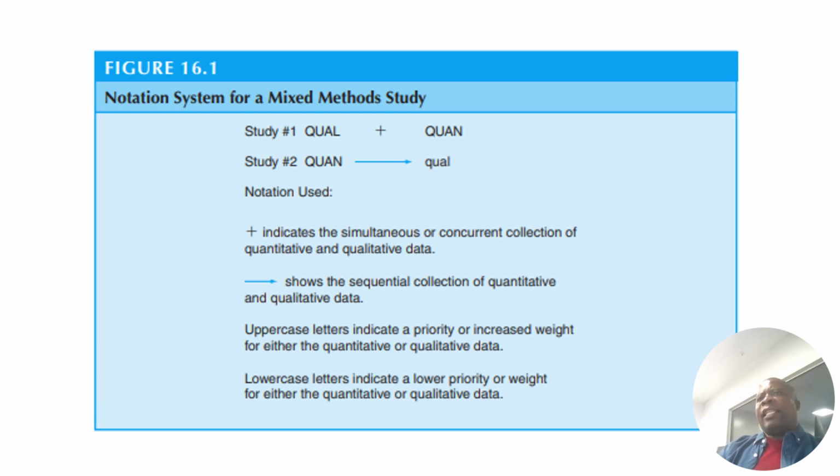So the plus sign indicates the simultaneous or concurrent collection of quantitative and qualitative data. Then the arrow shows the sequential collection, whether you are using explanatory or exploratory sequential. Uppercase letters indicate priority or increased weight, and similarly the lowercase letters indicate lower priority or lower weight.